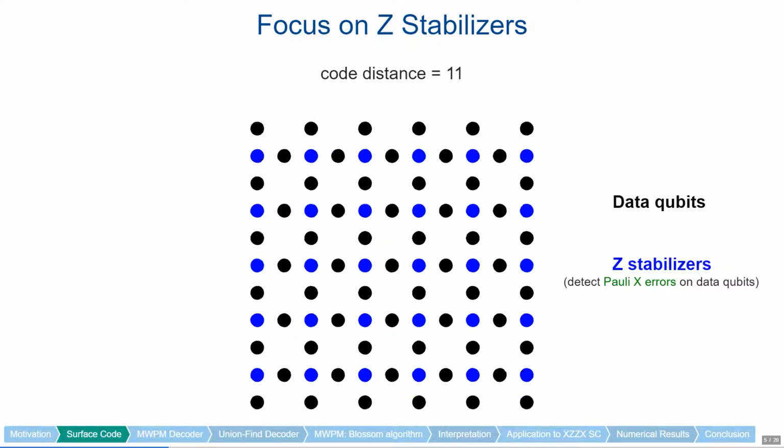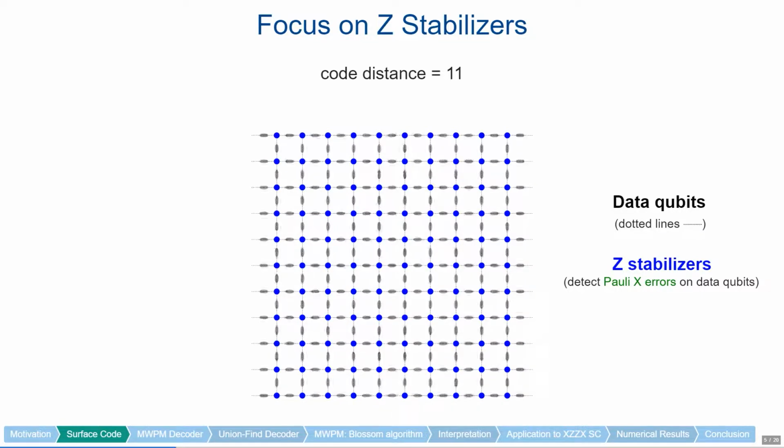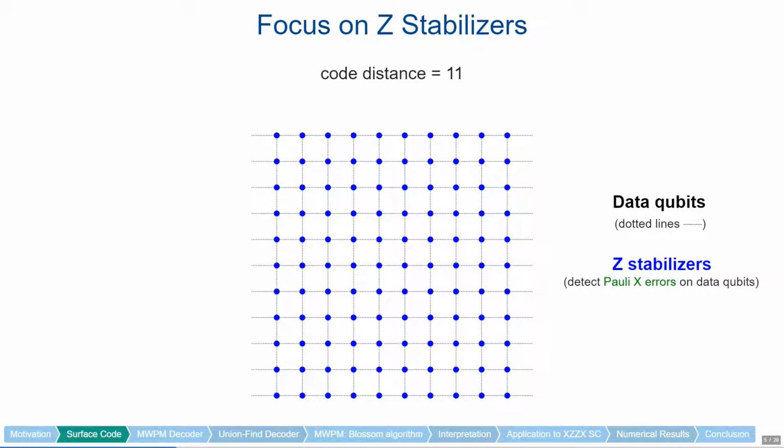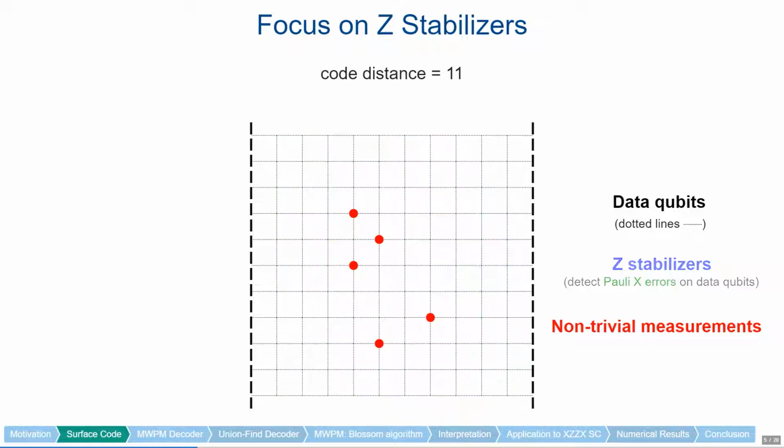We next look at the bigger code patch with code distance of 11. We convert those data qubits into dotted lines that connect the stabilizers which could detect errors on them. Data qubits on the left side and right side are only stabilized by a single Z stabilizer, and so we convert them into so-called virtual boundaries. After measuring those stabilizers, some of them will give non-trivial measurements, and hopefully most of the measurements are trivial, and we will just hide them and focus on decoding those non-trivial ones.